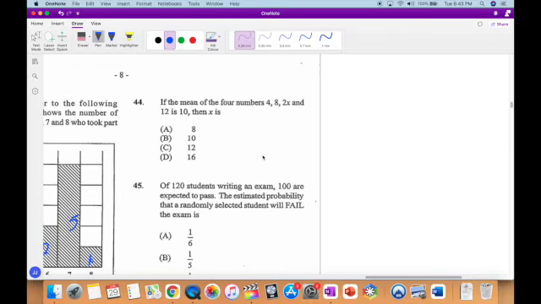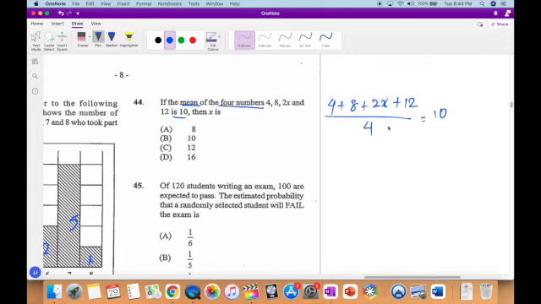The mean of 4 numbers is 10, and they gave us the 4 numbers: 4 plus 8 plus 2x plus 12, divided by 4. That will give us the average, right? The numbers divided by the amount of numbers there are, and they tell us that that is 10, right?